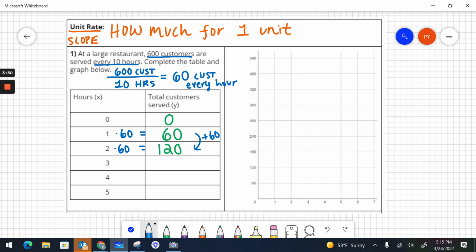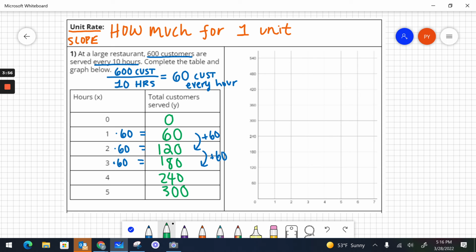Okay, now you are resuming the video after you've completed the table and the graph, and we'll check to see if you got it right. Completing the rest of the table, if I keep on adding 60 every time, or if I just take the number of hours and multiply that by 60 each time, I would have 180, and then 240, and then 300.